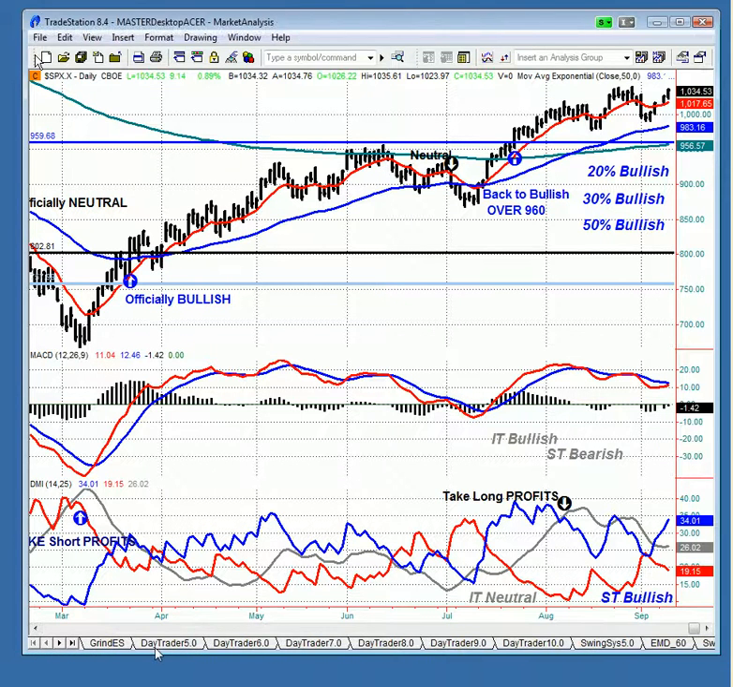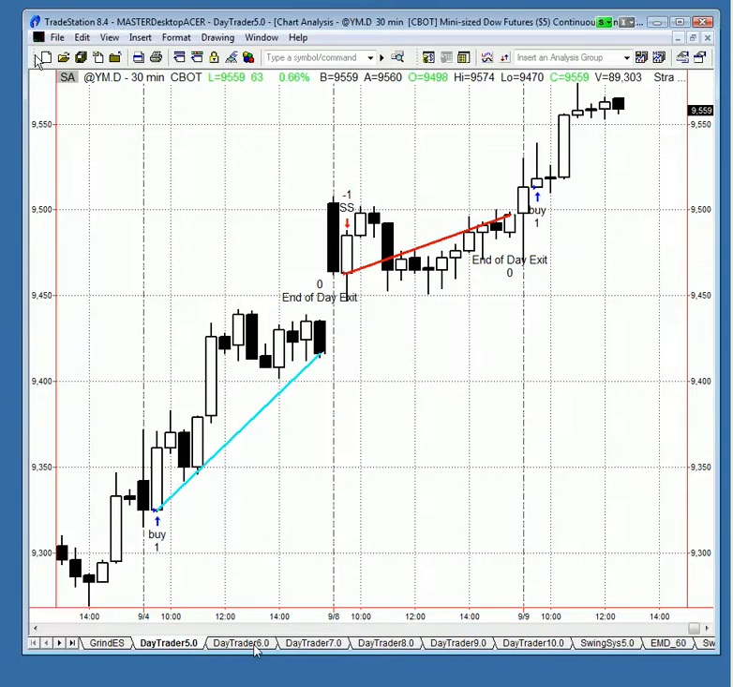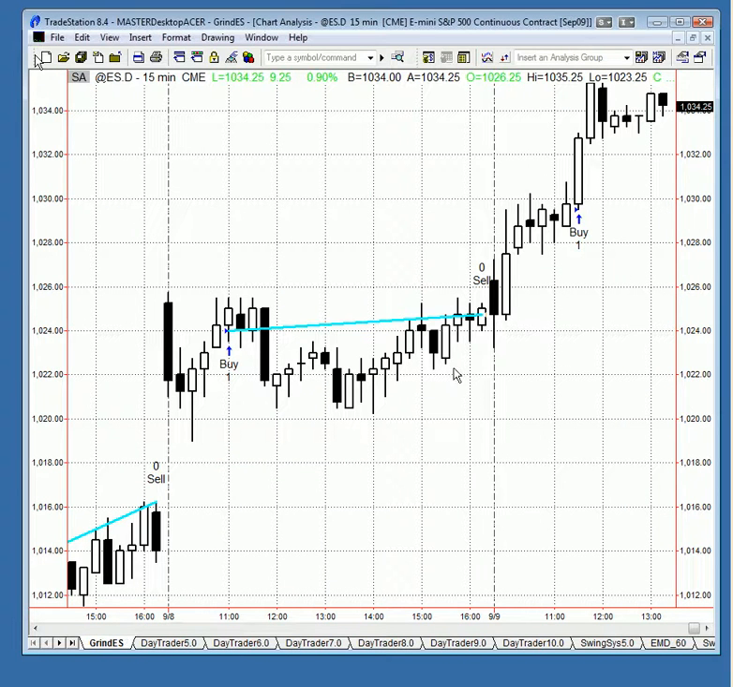Let's take a look at the Dual Day Trader DS right there, a nice little long setup. The grind, three very nice winners, went long again at 10:30. Nice little 5-point winner, so that's the Dual Day Trader DS.